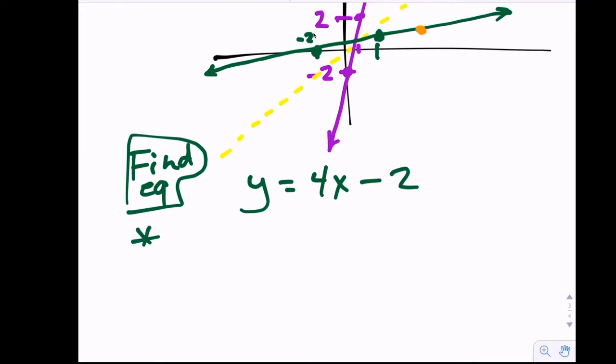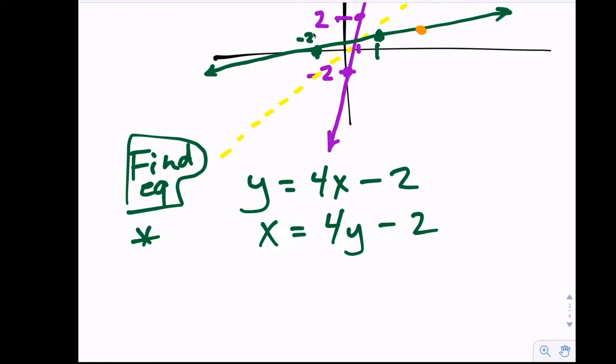Here's the magical step. You're going to interchange x and y. You can do it for finding individual corresponding points. 0, -2 became -2, 0. But if you do it with x and y, you're doing it for all points. So there's the magical step. x equals 4y minus 2. Now all you have to do is resolve for y.